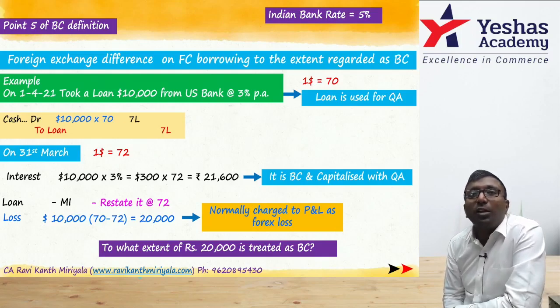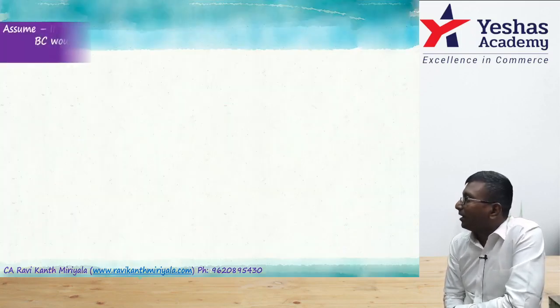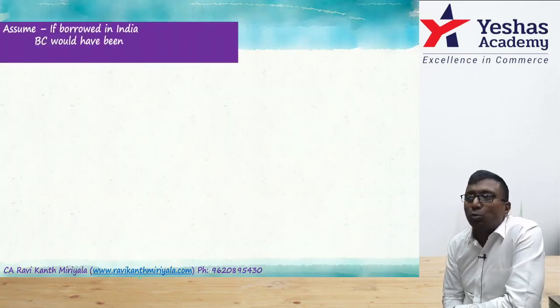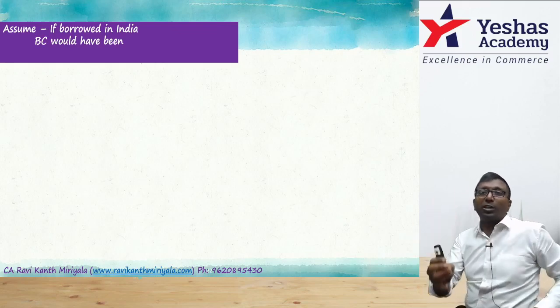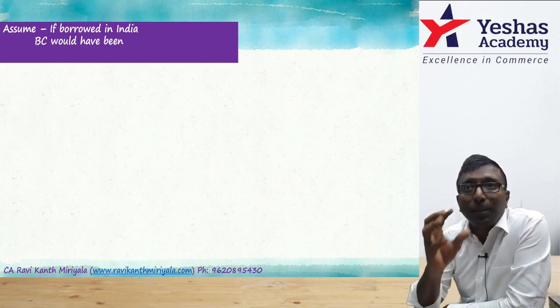That is what you have to correct. Now you remember a little bit of AS 10, AS 11, AS 16. AS 16 maybe we discussed already. That is what. Assume. Now you have to take an assumption to decide how much out of 20,000 should be capitalized. Isn't it full 20,000 or part of it?